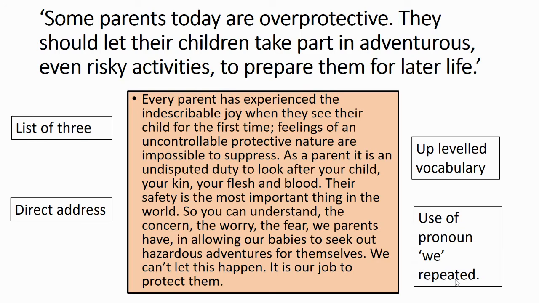First and foremost, we've got this sentence here: "Feelings of an uncontrollable protective nature are impossible to suppress." This sentence very much makes it clear that the viewpoint on this statement is completely against what they're saying. It's in a parent's nature to be protective of their child, and this cannot be changed. It's basically what they're saying straight away. So it's clear what they believe, what their opinion is, what their viewpoint is.